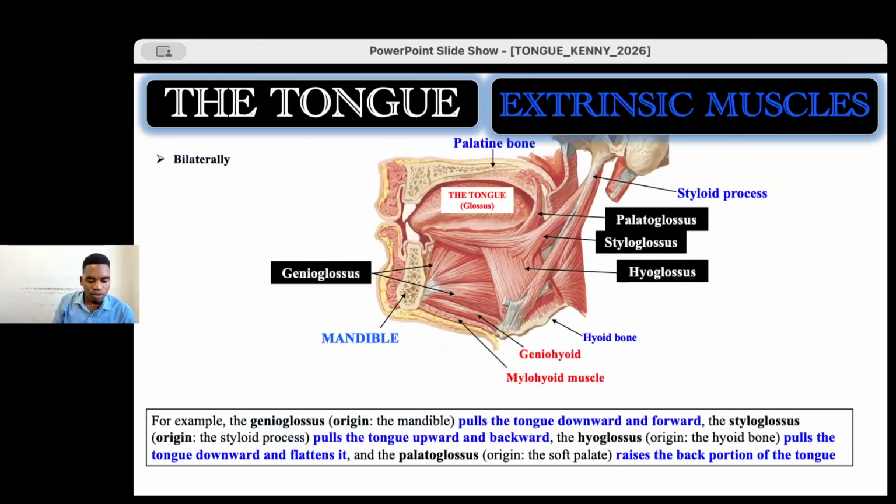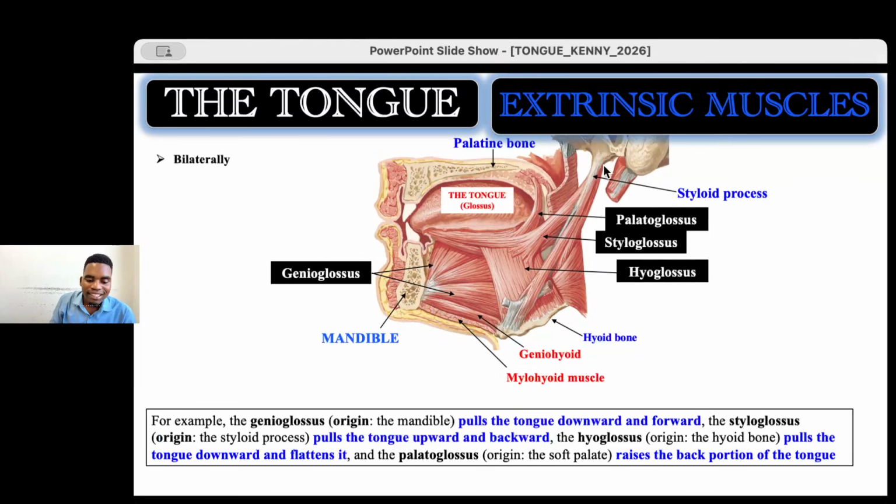So what are these muscles? Number 1, these muscles are easy to name because you name them according to origin and insertion. Origin is going to be bones. Insertion is going to be the tongue. So these muscles will end up with glossus in their names. For example, this muscle coming from the palatine bone to insert to the tongue is called the palatoglossal muscle because it's going to insert to the tongue.